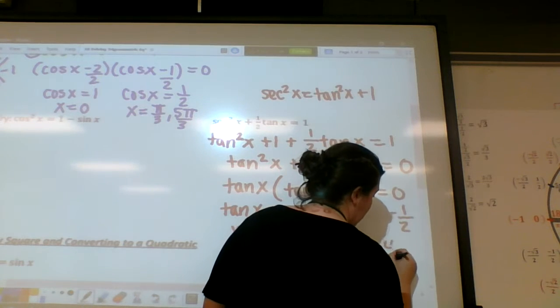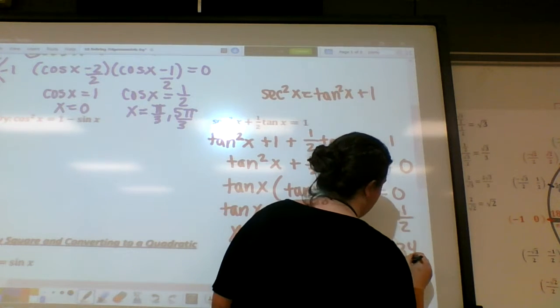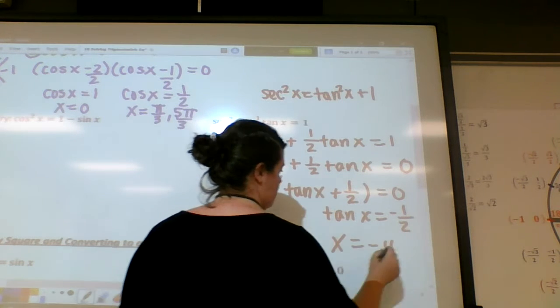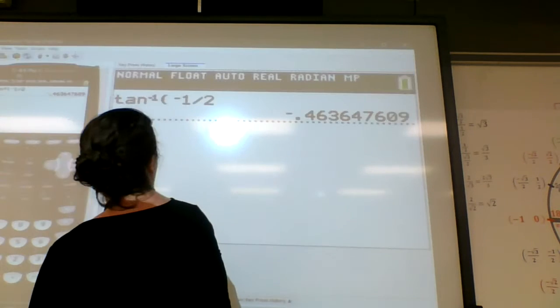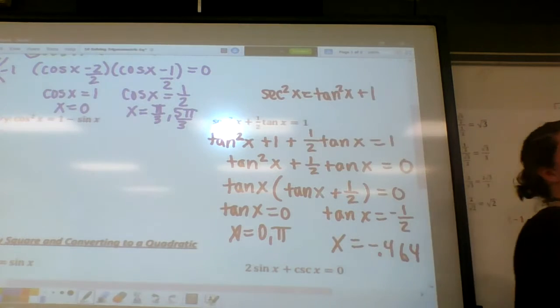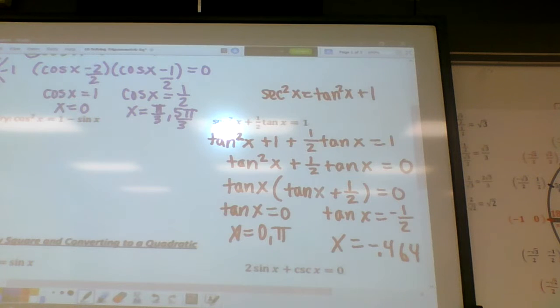Negative 0.464. And that is in radians. I made sure my mode was in radians.